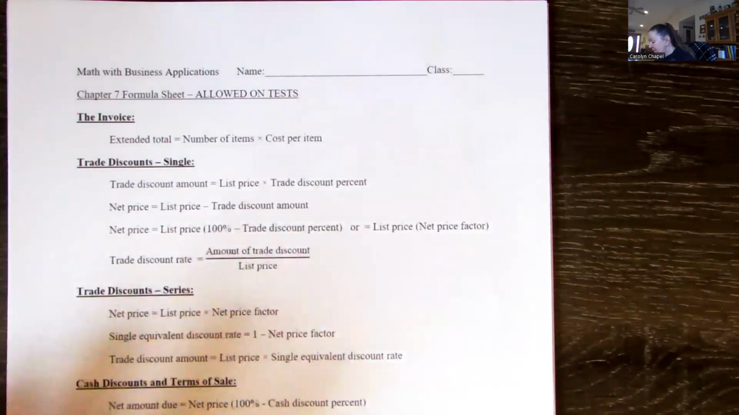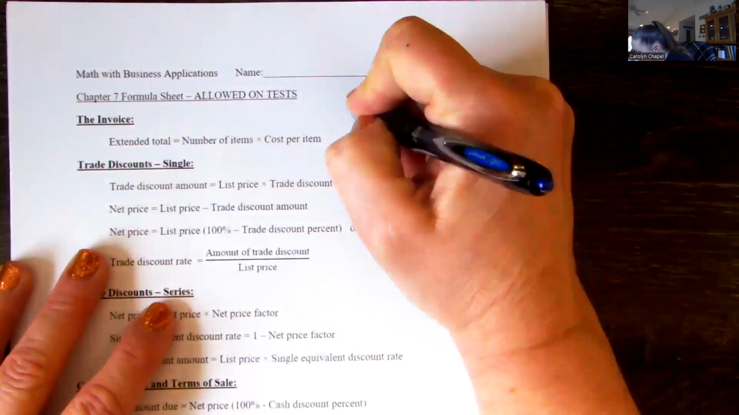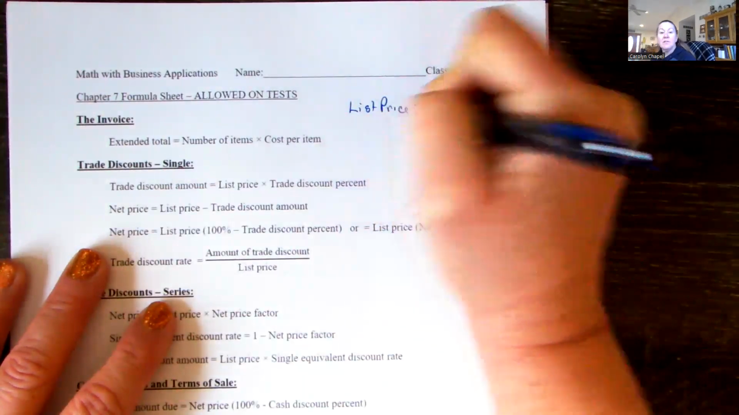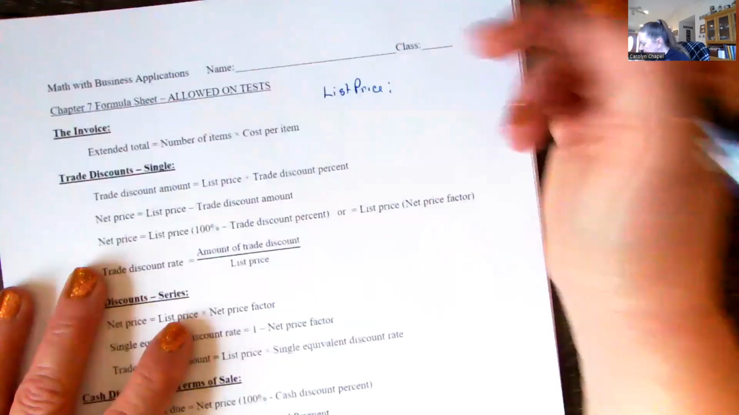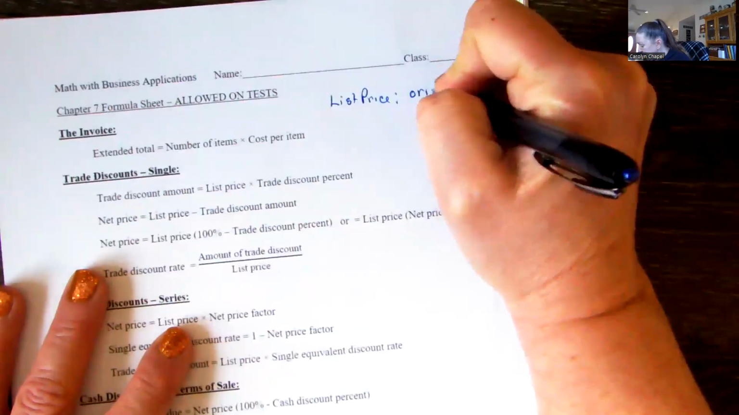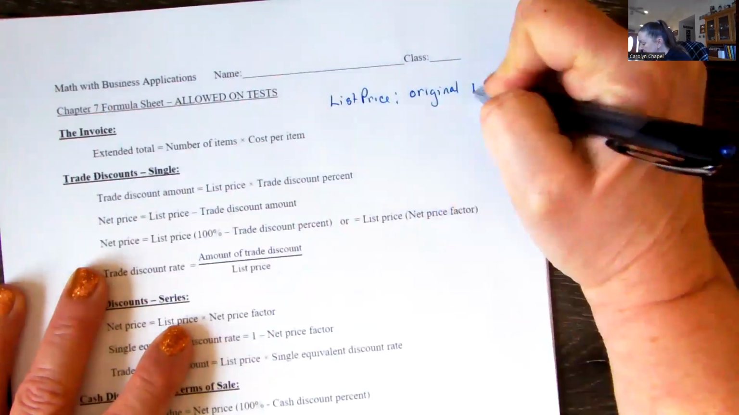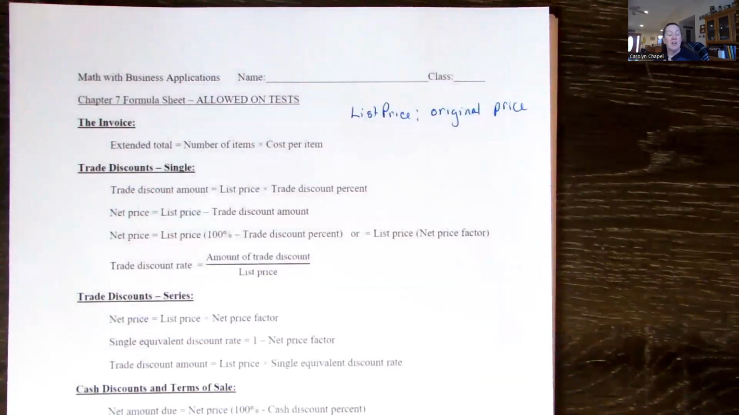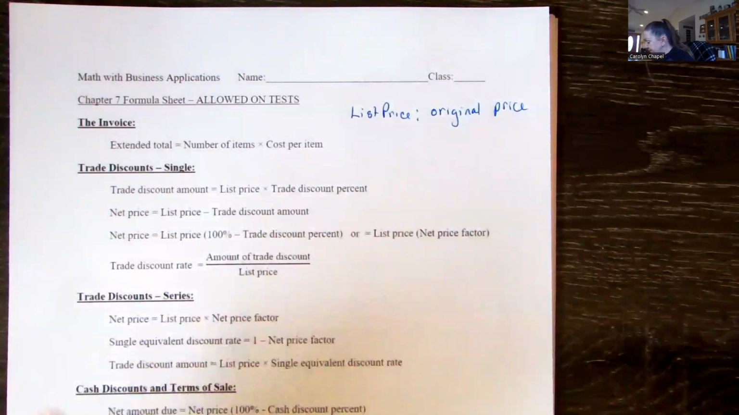So the first thing we have to remember is that when we talk about a list price, that is going to be the original price that we're trying to sell it for. So that's kind of like our starting point. That's our base. If you want to think about terms from chapter 6, that's going to be our base.